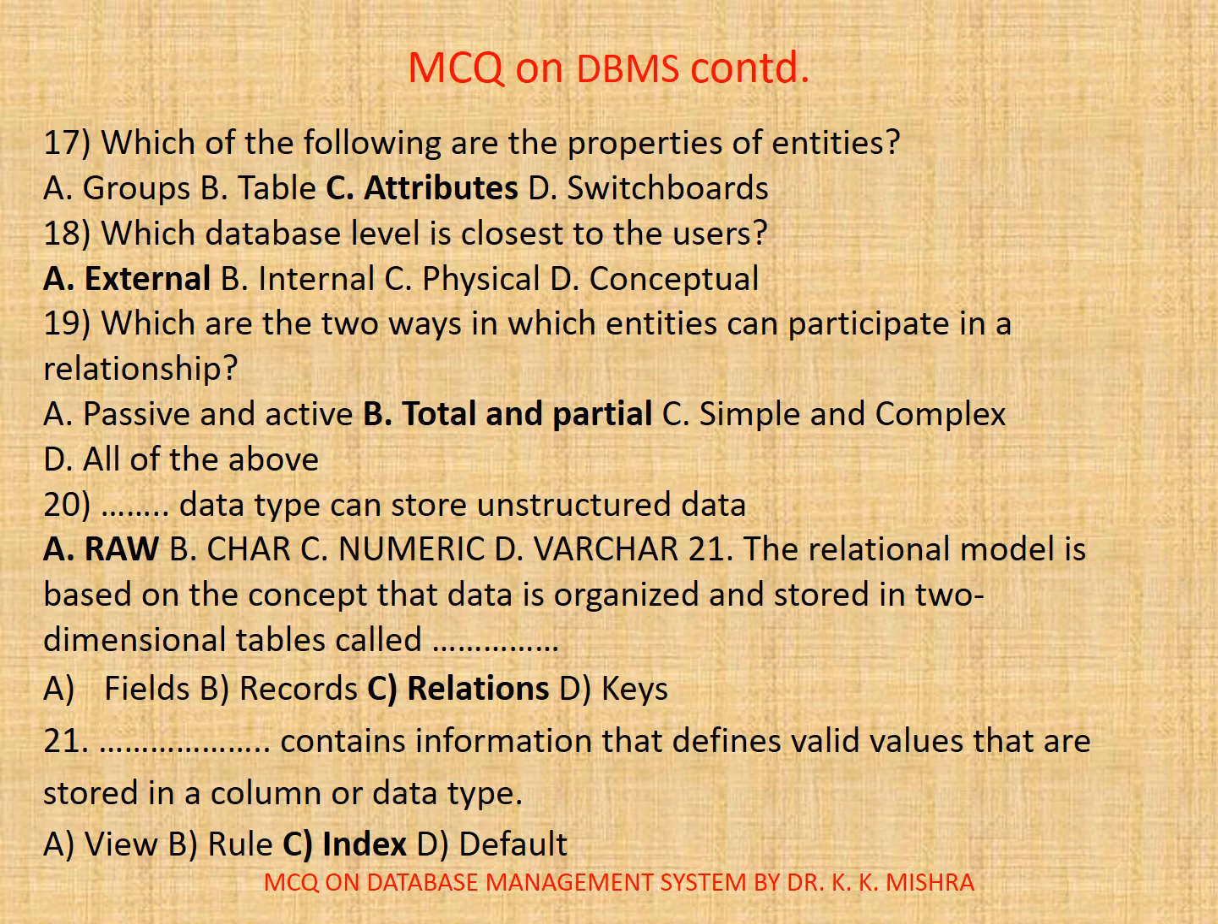Question number 18. Which database level is closest to the users? Options are A. External, B. Internal, C. Physical, D. Conceptual. Correct option is A. External. Question number 19. Which are the two ways in which entities can participate in a relationship? Options are A. Passive and active, B. Total and partial, C. Simple and complex, D. All of the above. Correct option is B. Total and partial.